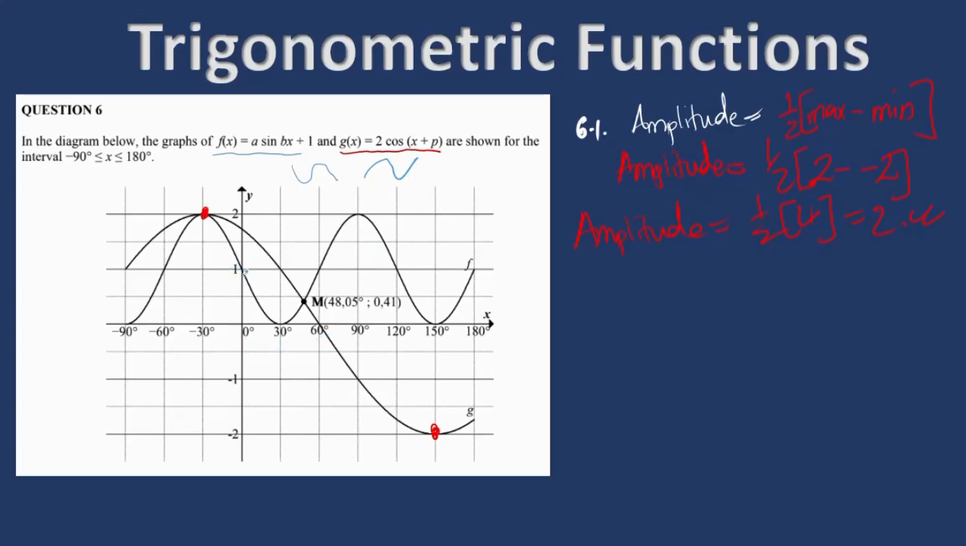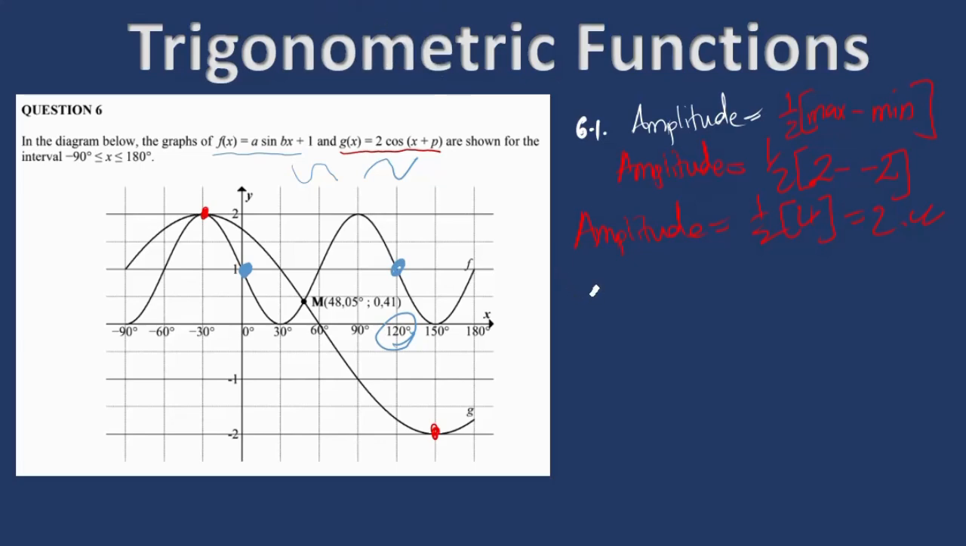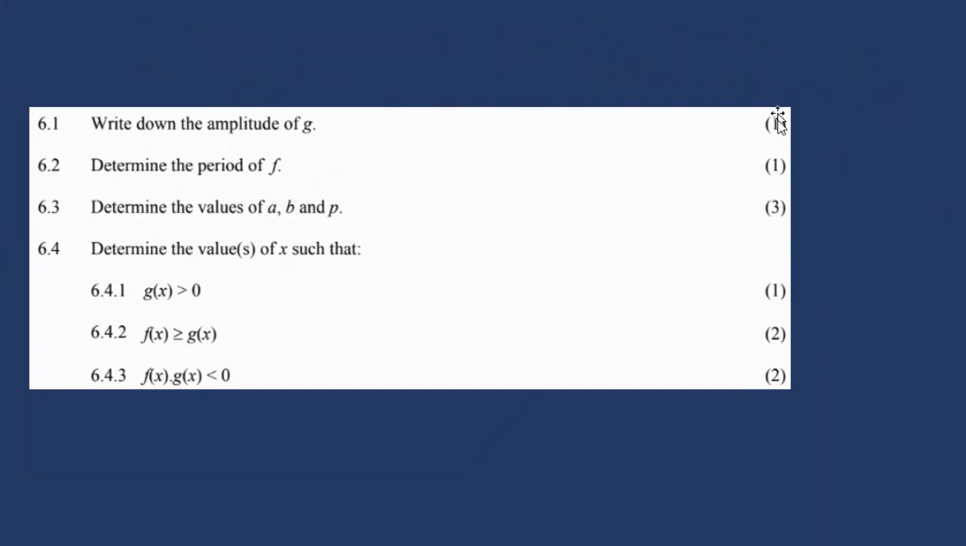Now we see that this graph starts here, moves down, goes up, and then returns back here again. So this is a full wave for this sine graph. How many degrees did it take us? From 0 to here, it took us 120 degrees. It means our period for this graph, for us to get one full wave, we need 120 degrees. That's what the period speaks about. Those things were all 1 mark each.